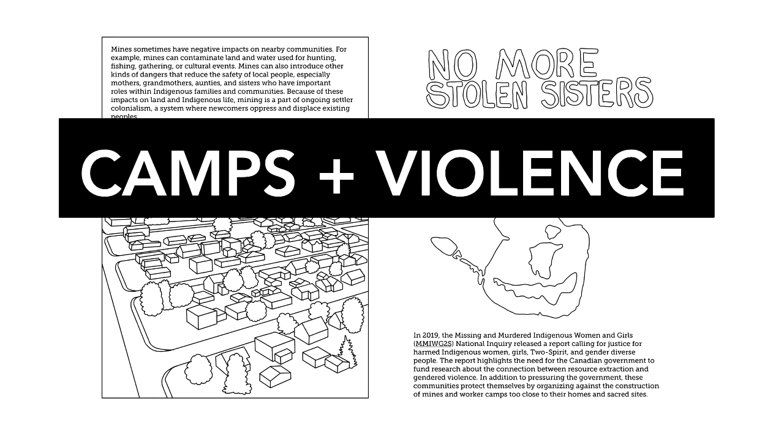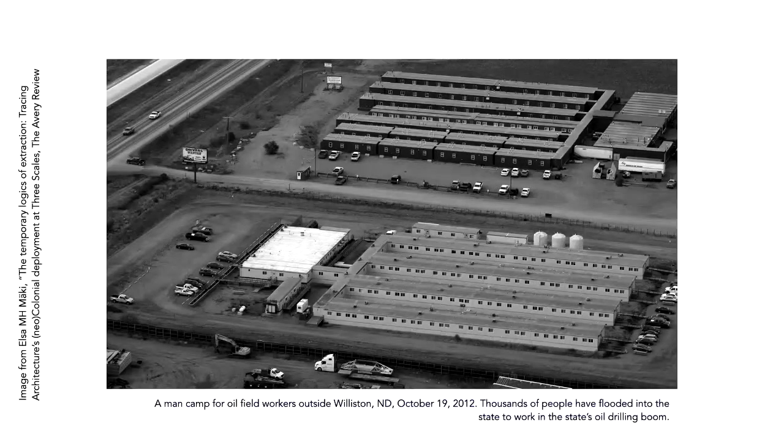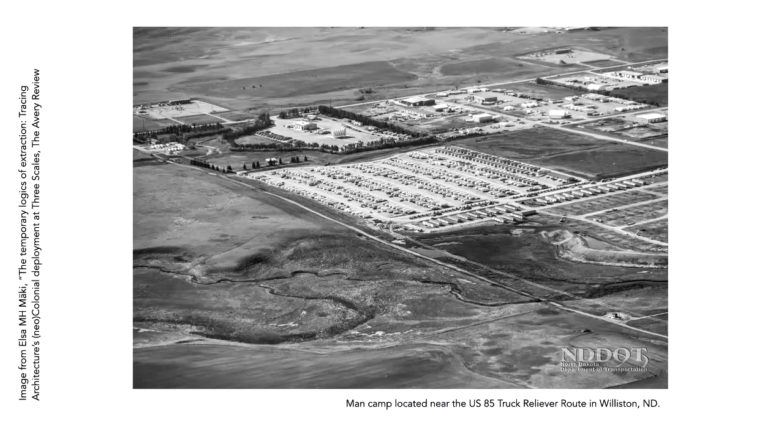Thinking about camps and violence, there's a typology, an urban design and architecture typology, of what are called man camps. This is a type of urbanism that's popped up. It's been talked about a lot, and a lot of people have theorized this, but there are these remote sites of extraction that get built, and these are man camps.